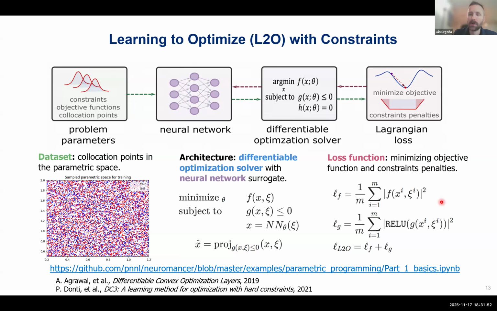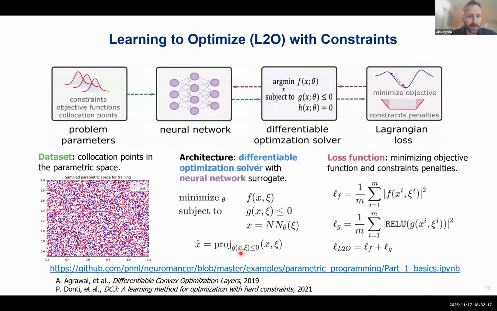There are extensions where you can train this with penalty barrier methods, or you can train this with augmented Lagrangian, but these are, again, just different modifications of the same idea. And because we want to have hard constraints, very often we also deal with so-called feasibility restoration layers or feasibility repair layers that are implemented as differentiable projections.